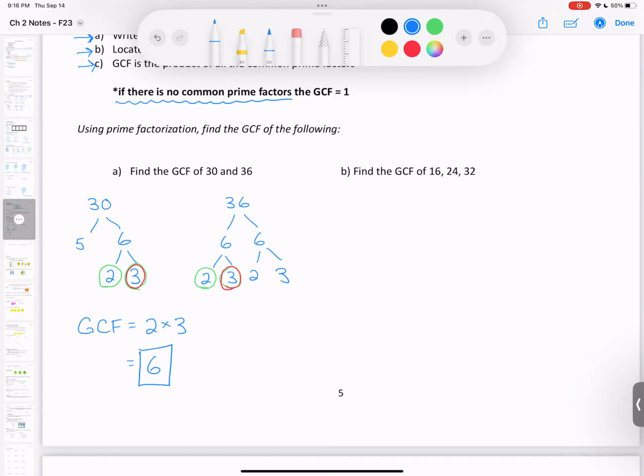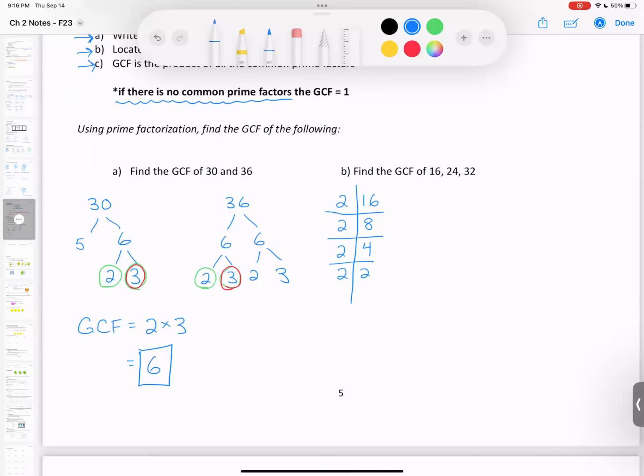All right, let's do another. This time we want the GCF of 3 numbers. Let's try the chart method, or the division method. I've got 16, and I know 16 is divisible by 2. That gives me 8. If I divide that by 2, I get 4. If I divide that by 2, I get 2. 2 is prime, so I am there.